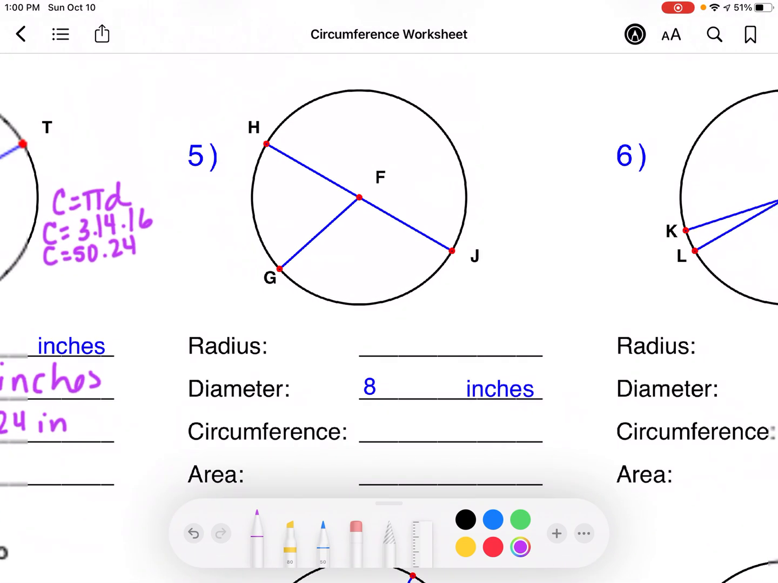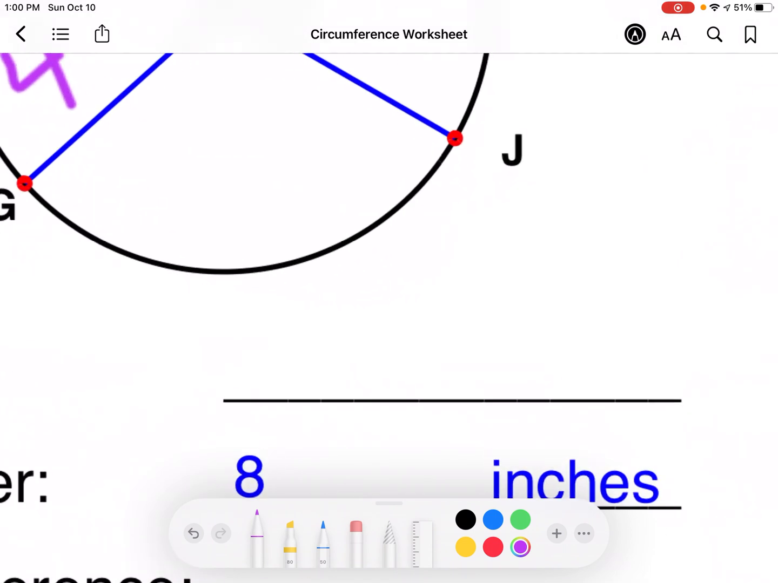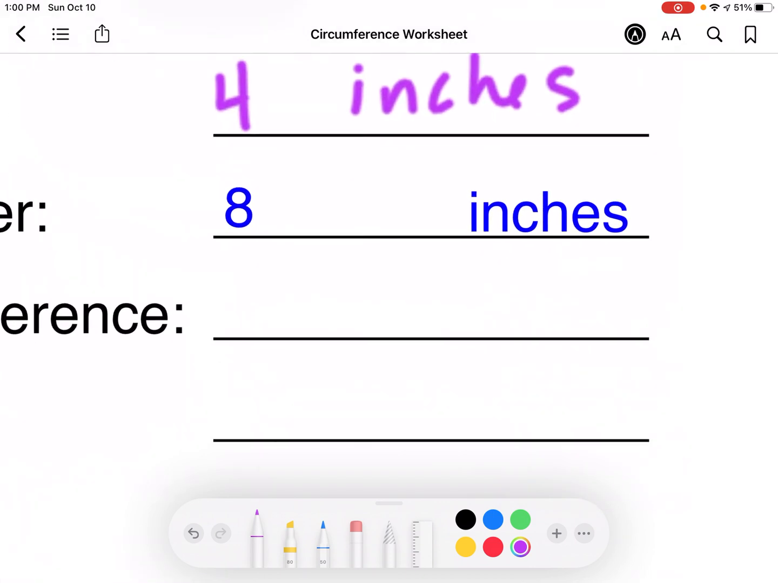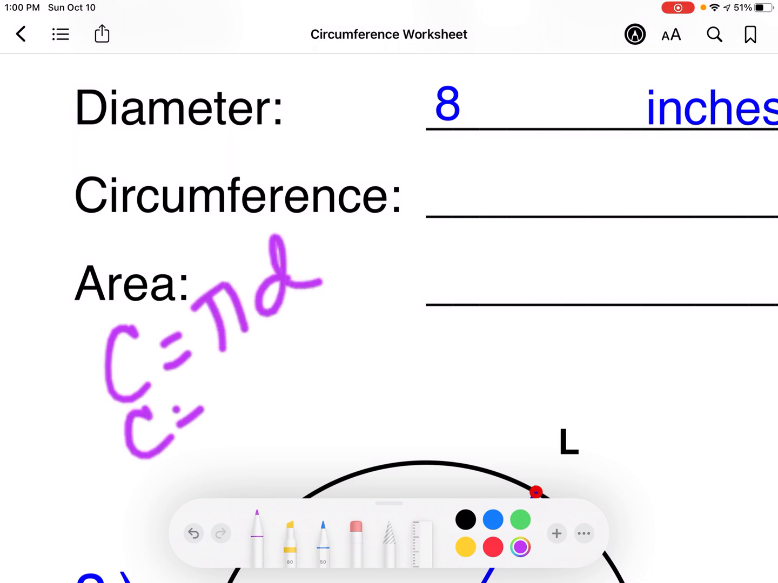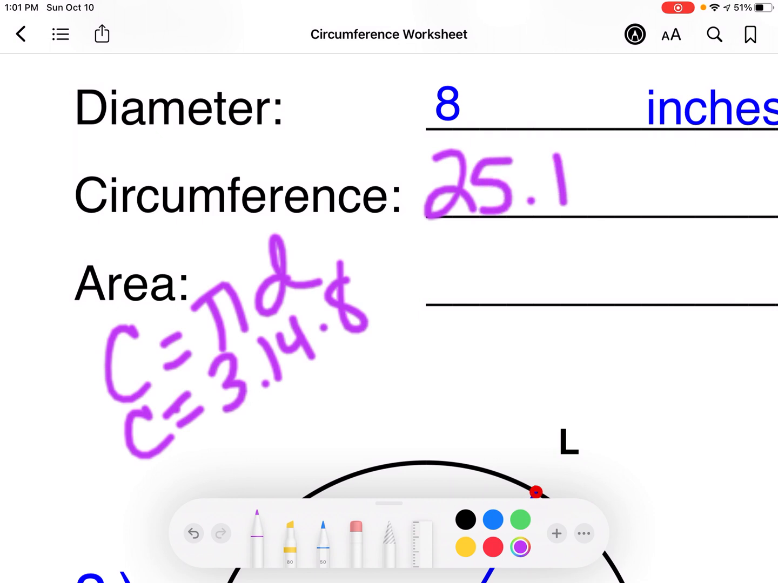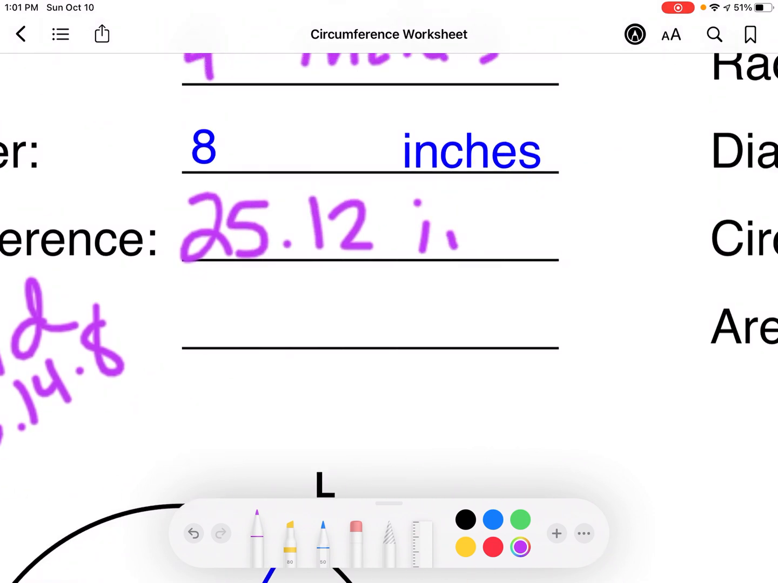Alright, this time they're giving me the diameter. So the radius is going to be 4 because the radius is half the diameter. So I'm going to use my formula c equals pi d. So c equals 3.14 times 8. And I get the circumference is 25.12 inches.